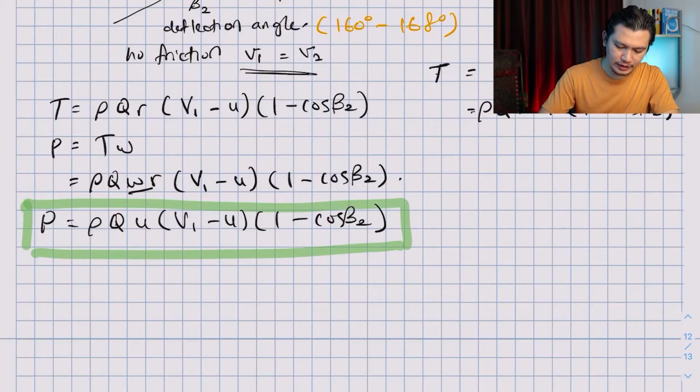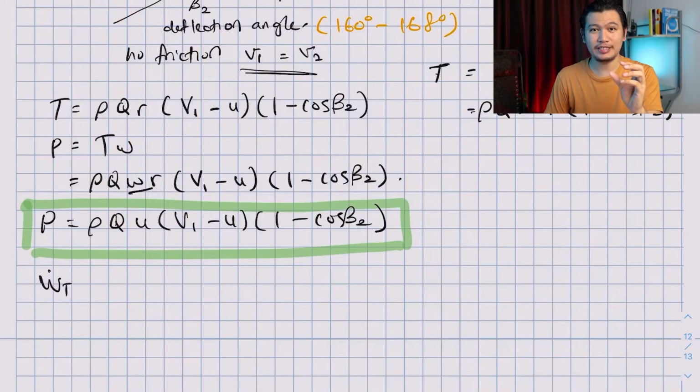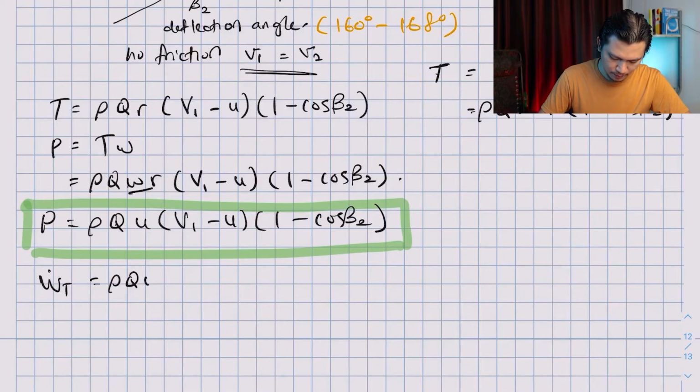To make things clear, we're going to call this W dot T. This is the power generated at the turbine wheel. So this is rho Q U (V1 minus U)(1 minus cos beta 2).